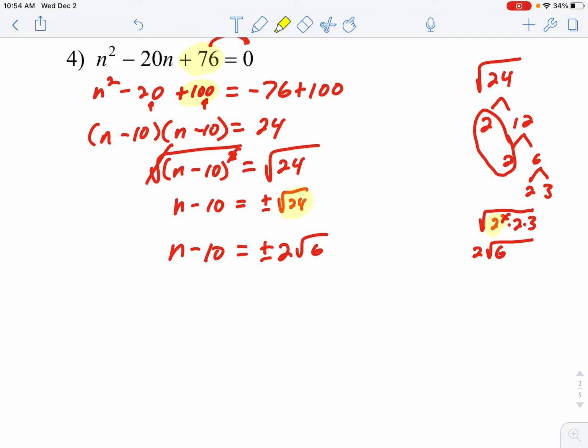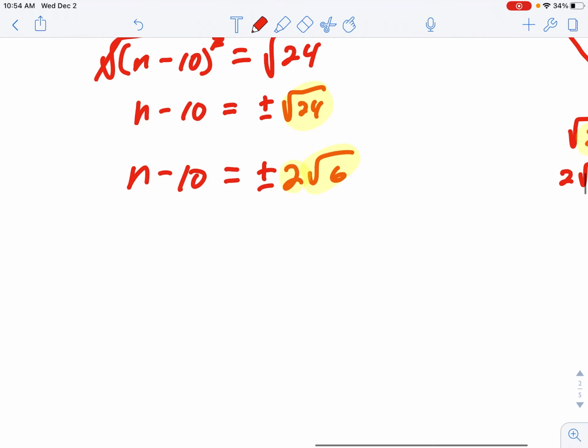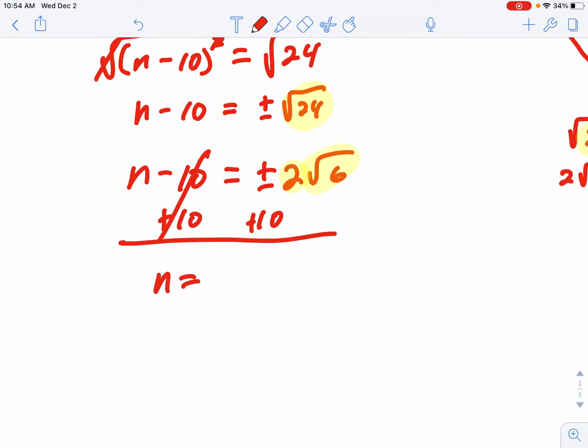So if you can simplify a radical, you are expected to do that. Now, are we done? Is n isolated? No, I got to add 10 to both sides. Plus 10, cancel that out. Now, how do I do 10 plus or minus 2n? Well, first I'm going to write it down. 10 plus or minus, did I say 2n? I meant 2 radical 6.